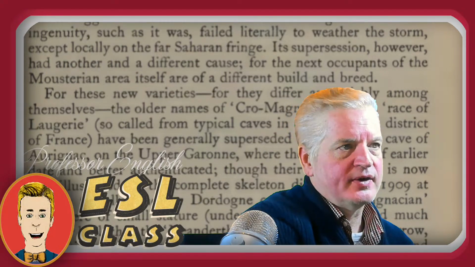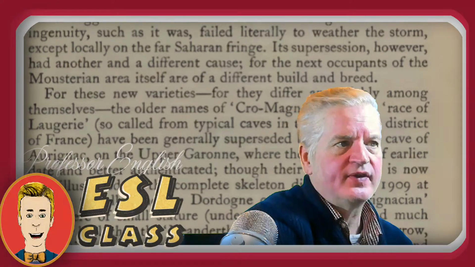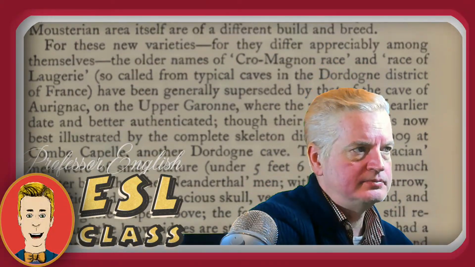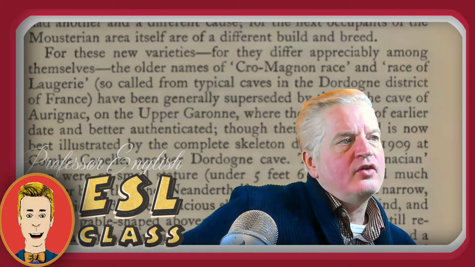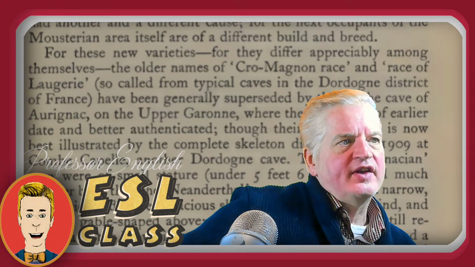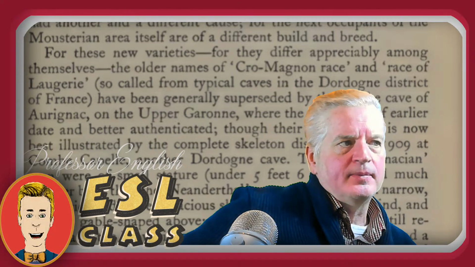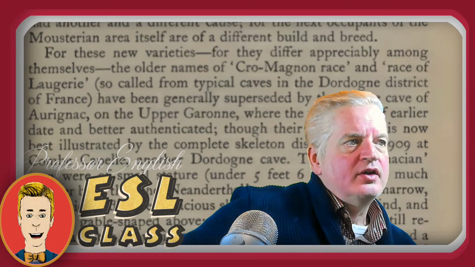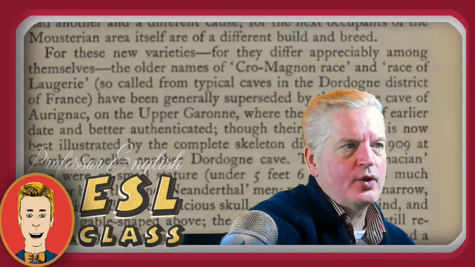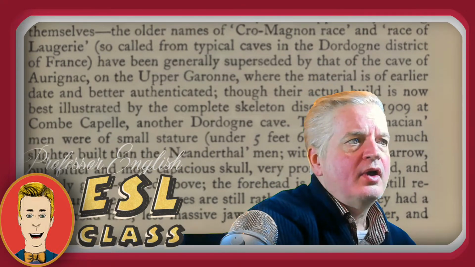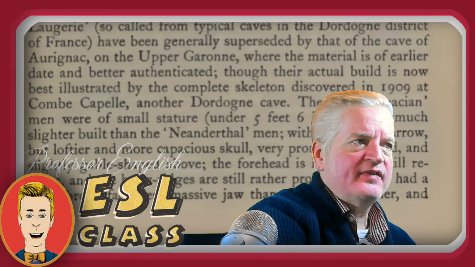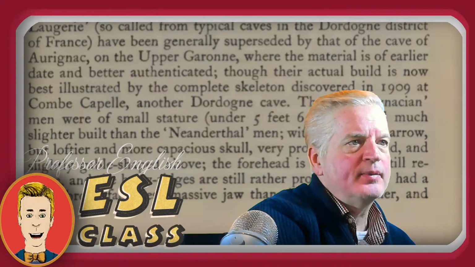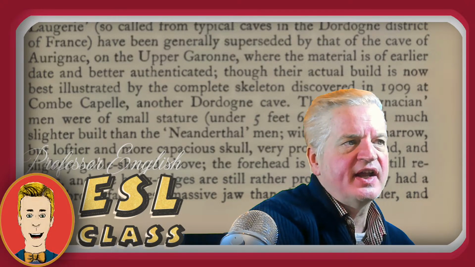Its suppression, however, had another and a different cause, for the next occupants of the Mousterian area itself are of a different build and breed. For these new varieties, for they differ appreciably among themselves, the older names of Cro-Magnon race and race of Laugerie, so called from the typical caves in the Dordogne district of France, have been generally superseded by that of the cave of the Aurignac, or Upper Garonne, where the material is of earlier date and better authenticated.